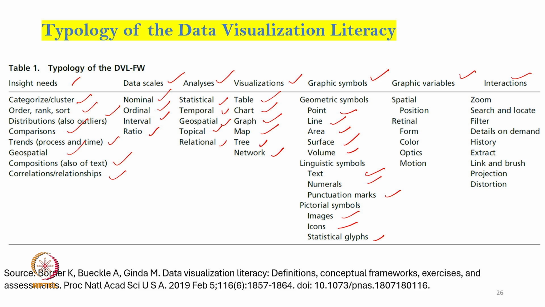Another literacy skill is the graphic variables. The graphic variables include the spatial position, maybe the positions where you have, the forms, colors, optics, and motions. After creating that, the researcher should also be aware of zoom and search, locate and filter, details on demand, history, extract and link, projection, and distraction. These are the typologies the researcher should be aware of before creating data visualizations.